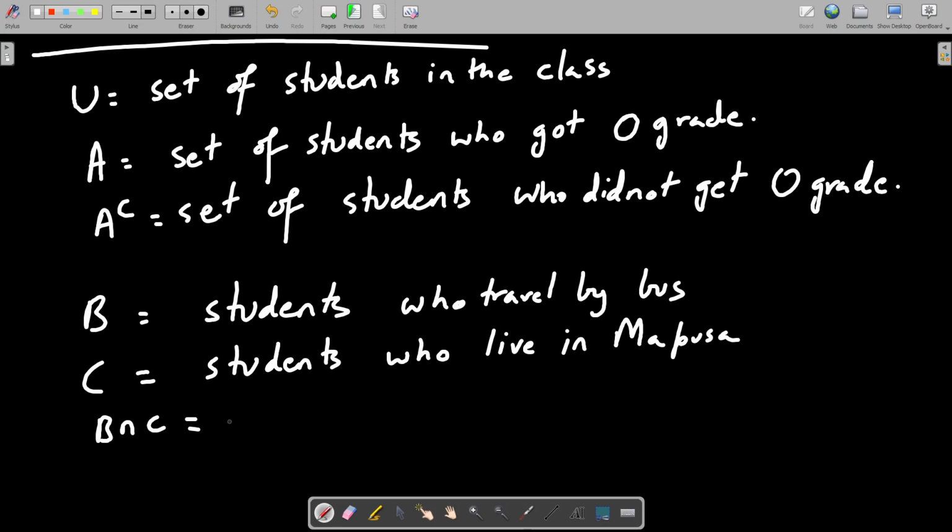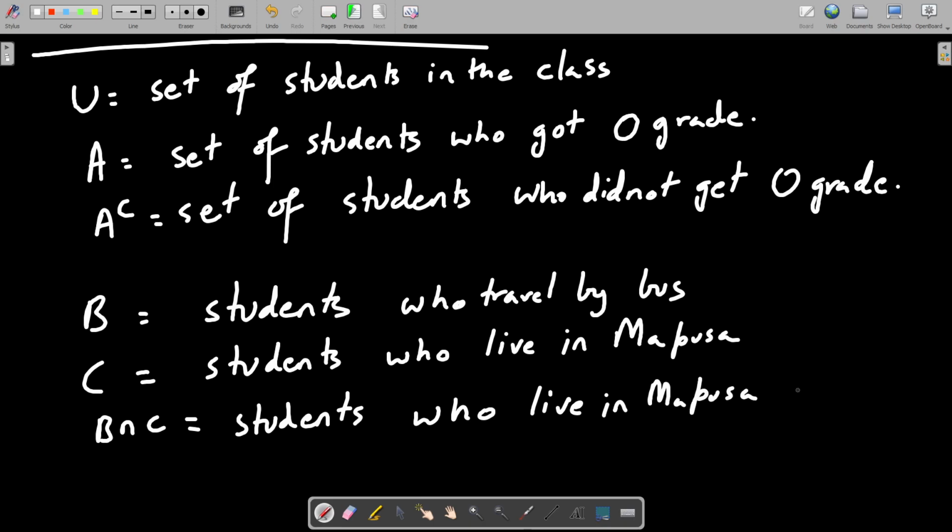No, they can be students living in Perne also, and they come by bus to Mapsa. No? So what you should say? Students who live in Mapsa and then travel by bus. And is important.